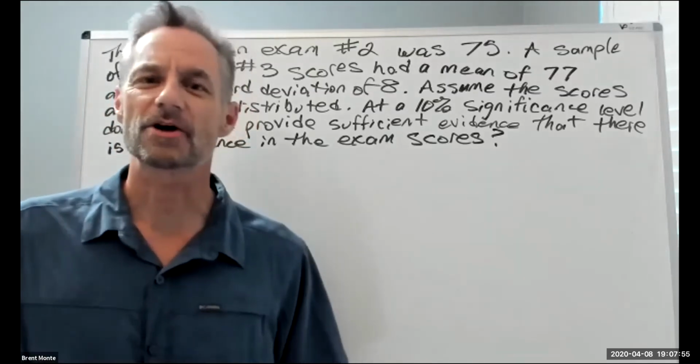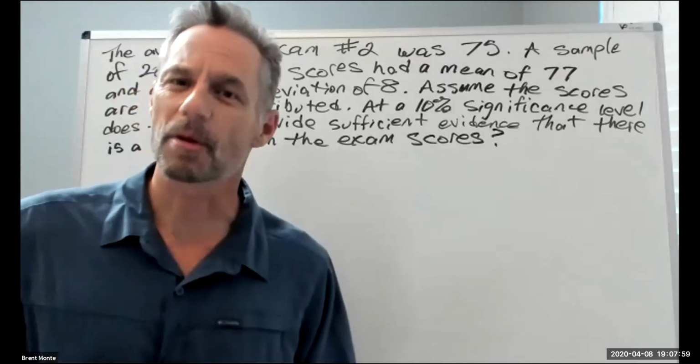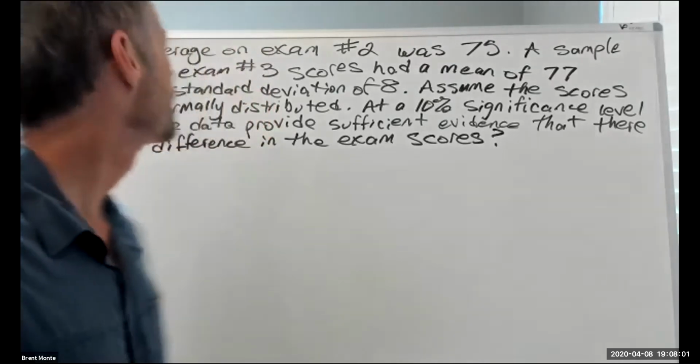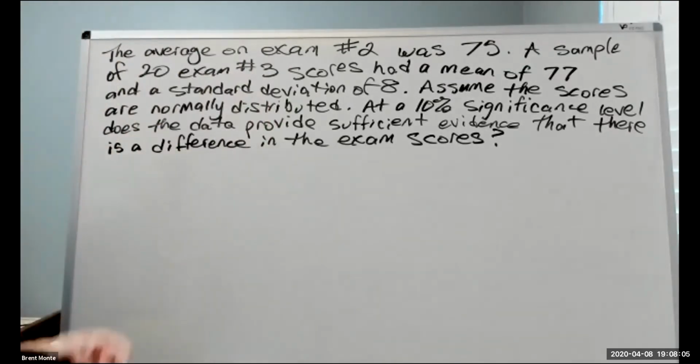Today I'm going to show you how to do a t-test hypothesis test. So let's go ahead and read the problem. We'll talk about why it's a t-test. It says the average on exam 2 is a 75. A sample of 20 exam number 3 scores had a mean of 77 and a standard deviation of 8. Assume the scores are normally distributed. At a 10% significance level, does the data provide sufficient evidence that there is a difference in the exam scores?